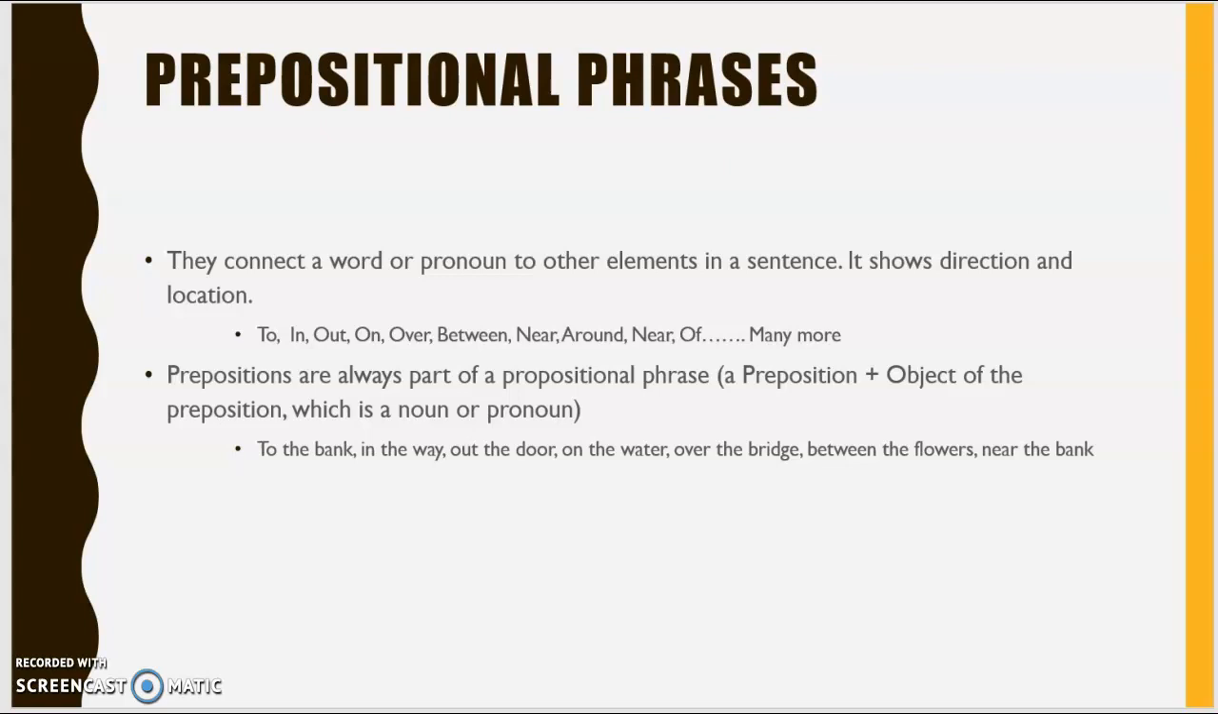A prepositional phrase has a preposition and the object of the preposition, which is a noun or a pronoun. To the bank. To is the preposition, the bank is the object. In the way. In is the preposition, the way is the object. Between the flowers. Between is the preposition, the flowers is the object. It could also be near him. Near is the preposition, him is the object.